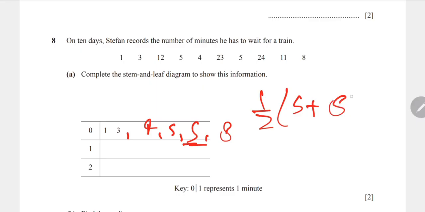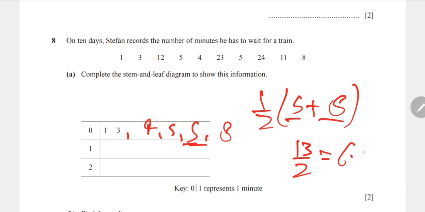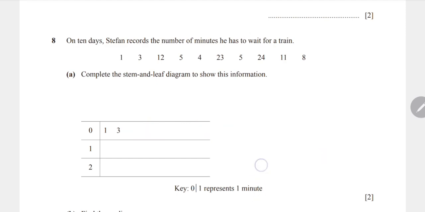And the 8th term is what? Sorry, the 6th term is what? 8. So this is 13 divided by 2. So the result is what? 6.5. So our answer is 6.5. So this is the median of the given data. Okay, now move to the next question.